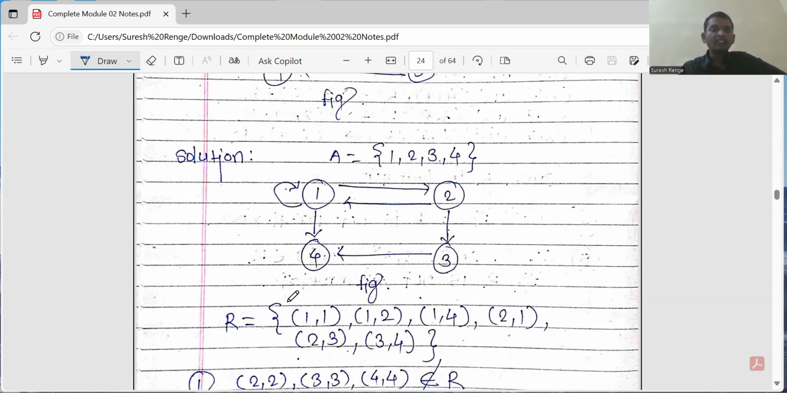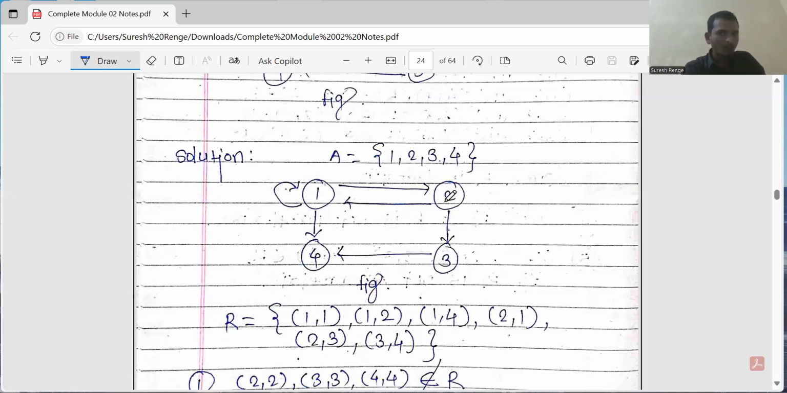Write down R is equal to, in curly brackets, 1 is related to 1. Therefore, the first element is 1 is related to 1. 1 is related to 2. Therefore, the second element is 1 is related to 2. First of all, write down the elements starting from 1. 1 is related to 1, 1 is related to 2, and 1 is related to 4.